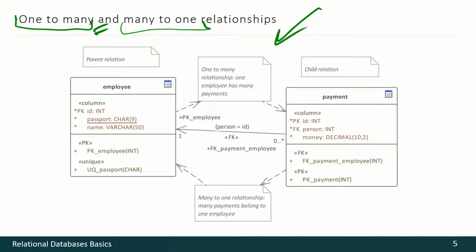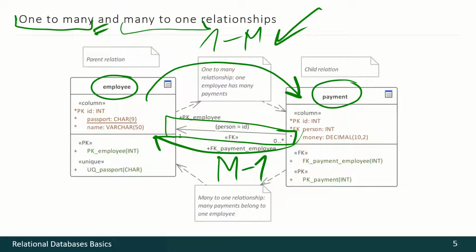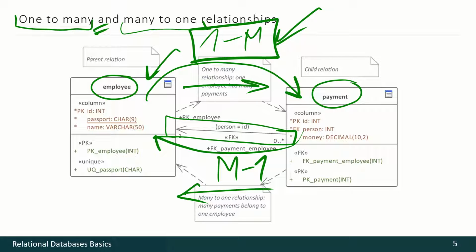Let's review an example. Here we see employee and payment. So this is a one-to-many relationship if we think that one employee has many payments. If we read this relation from right to left, thinking that many payments belong to one employee, we get a many-to-one relationship. But this relationship is the same here. It doesn't change no matter if we read it from left to right or from right to left. So this is just a one-to-many relationship, because reading it from the parent relation is usually easier.